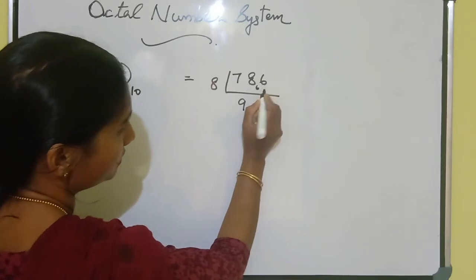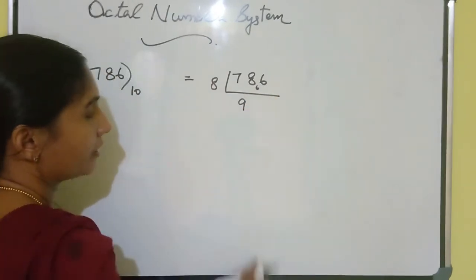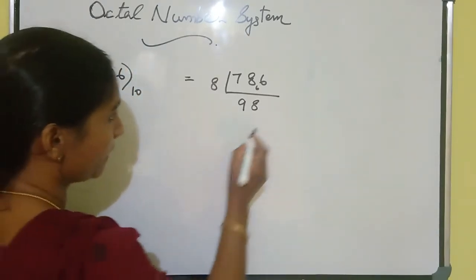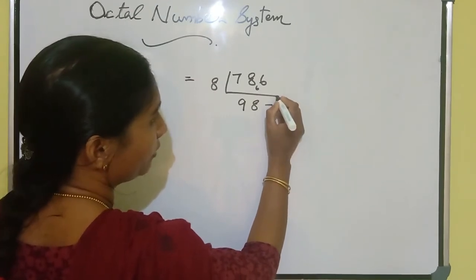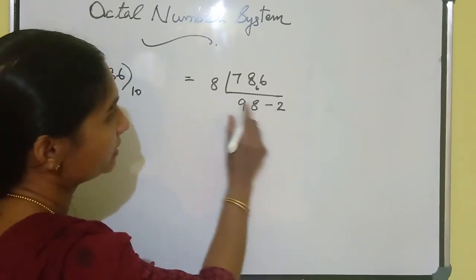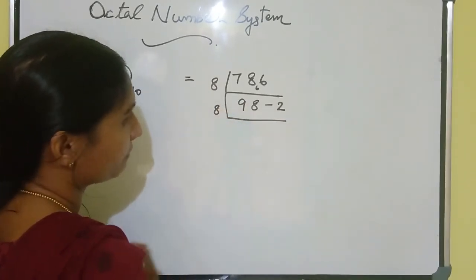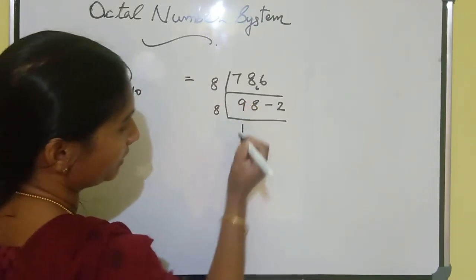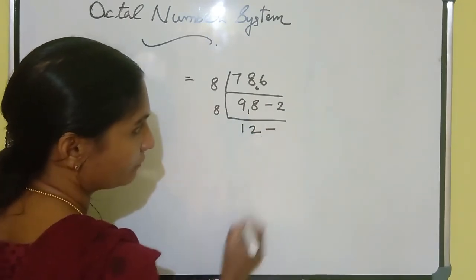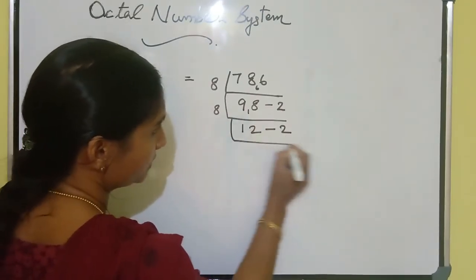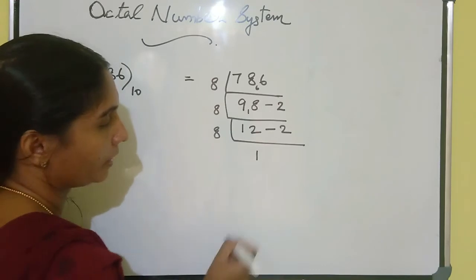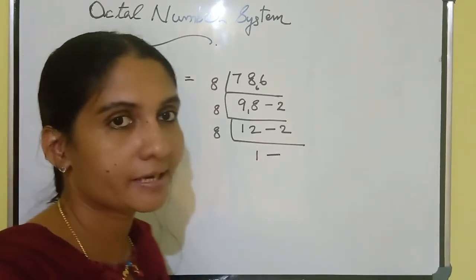Then 6 we can add with this one, 66. In 66 we will get 8 times. That means 8 into 8 is equal to 64. How much is left? 2. That remainder you have to write here. Quotient you have to write here and remainder you have to write here. Again you take like this, divide this number by 8. Then in 9, 1 times it will go. Balance is 1. In 18, 2 times it will go. Then what is left? 2. Then 2 is the remainder. Again you have to do like this. 8 in 12, 1 times it will go. That means how much is left there? 4.